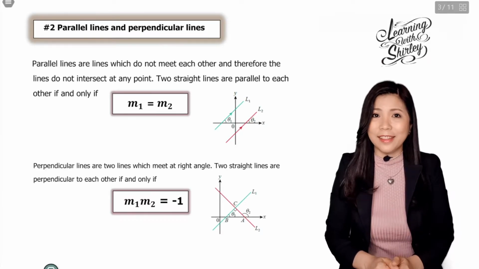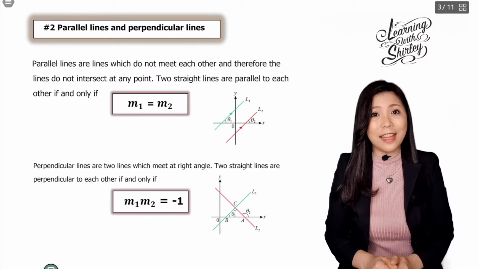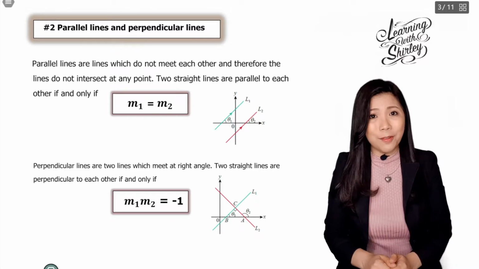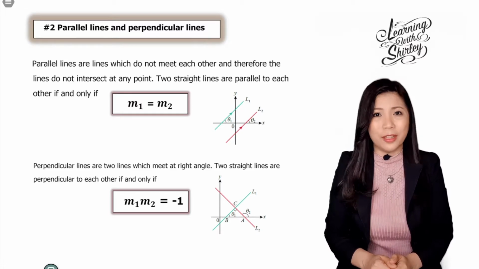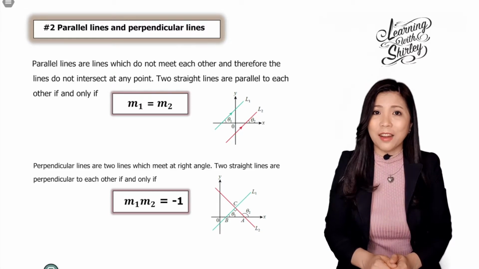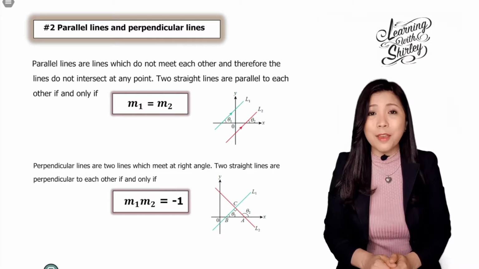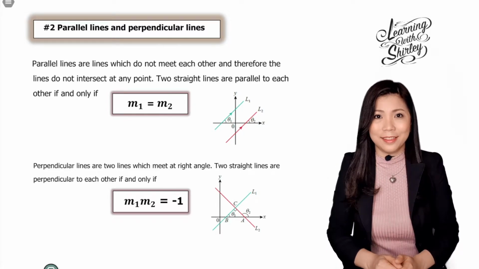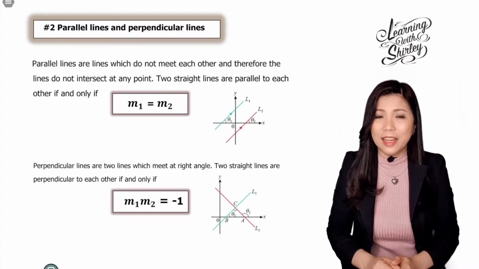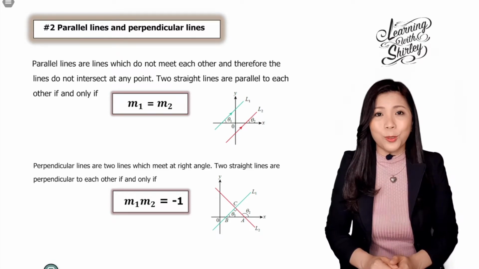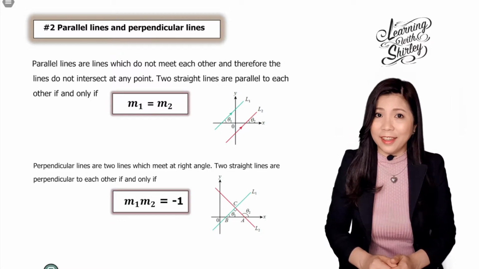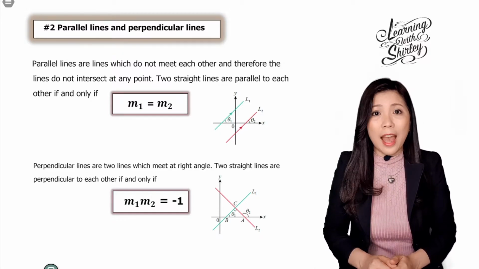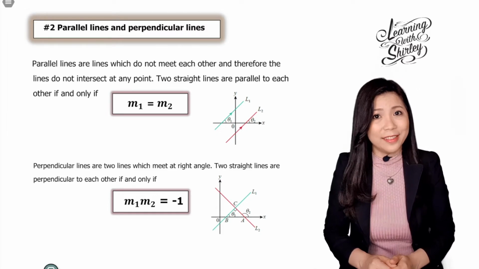What are parallel lines? Parallel lines are lines that do not meet each other and therefore do not intersect at any point. Two straight lines are parallel to each other if and only if m1 equals m2. What are perpendicular lines? Perpendicular lines are lines which meet at right angle. Two straight lines are perpendicular to each other if and only if m1 times m2 equals -1.